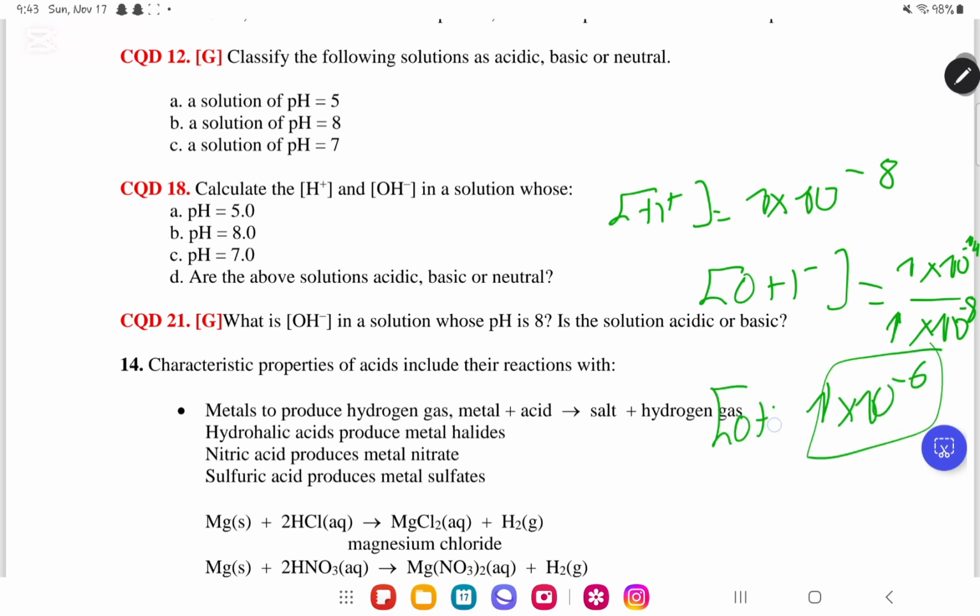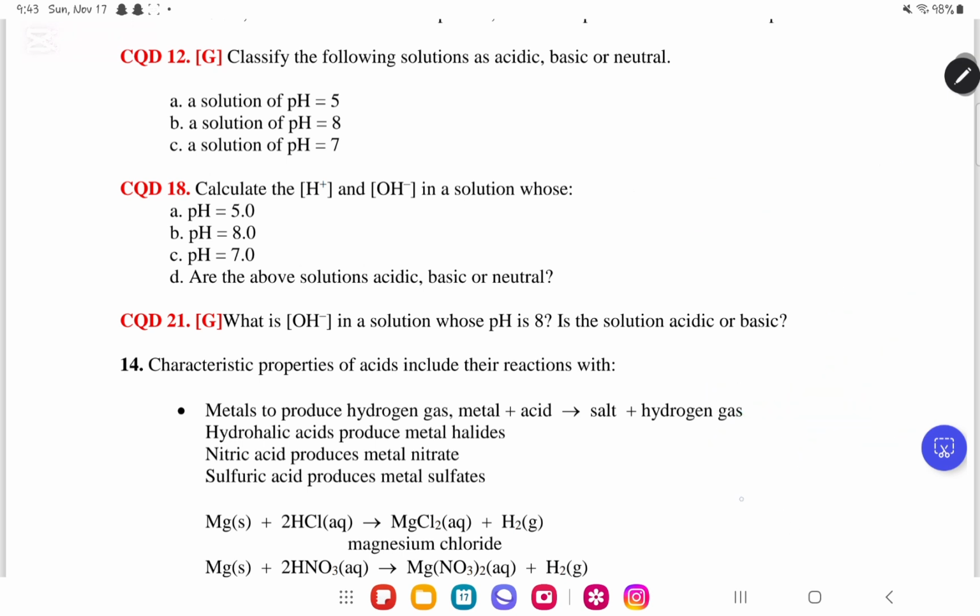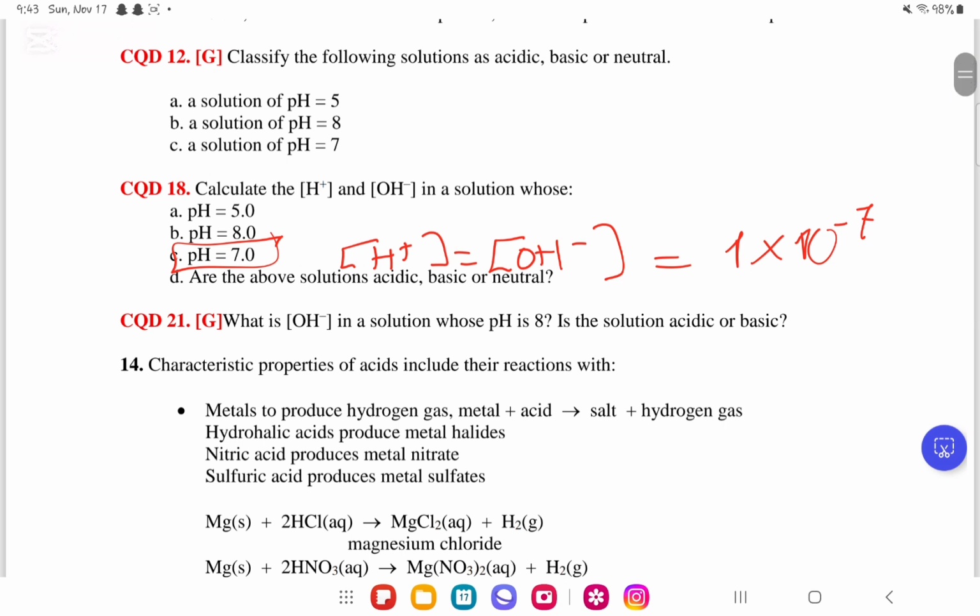This is the concentration of OH minus. Then for the last one, this is easy. If your pH is 7, just know that the concentration of H plus is equal to the concentration of OH minus is equal to 1 times 10 to the negative 7. You can do it in the ways we did before, but because the pH is 7 and it is neutral, then we can apply the rule that the concentration of H plus is equal to the concentration of OH minus is equal to 1 times 10 to the negative 7.